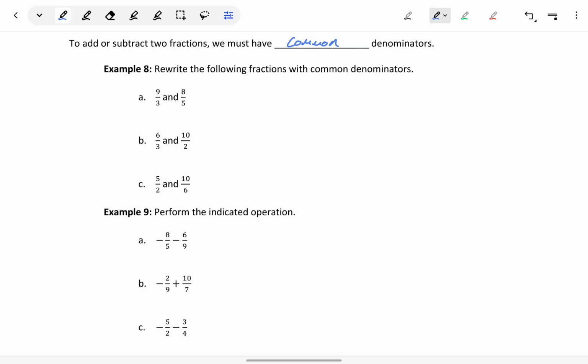In example 8, let's just focus on this idea of finding common denominators. For part A, we have 9/3 and 8/5. We want to focus on those denominators of 3 and 5, and we need to find the least common multiple of 3 and 5, which we have already previously found to be 15, or we could go back and use those factor trees to get the prime factorizations and come up with that least common multiple of 15. What this means is we want to rewrite each fraction with a denominator of 15.